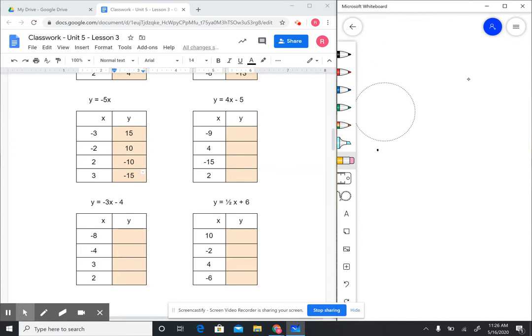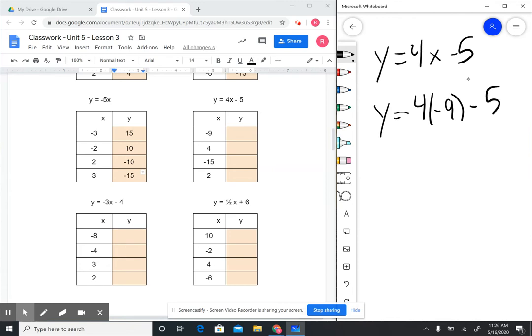And then this one over here, y equals 4x minus 5. This one says that you take your input, multiply it by 4, and subtract 5. So for x equals negative 9, we can do 4 times negative 9 minus 5. So y is equal to negative 36 minus 5, or y equals negative 41, right?